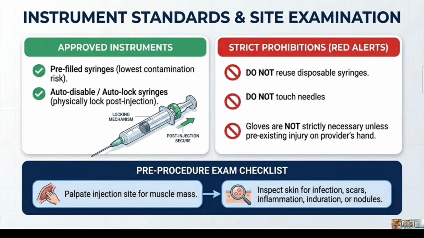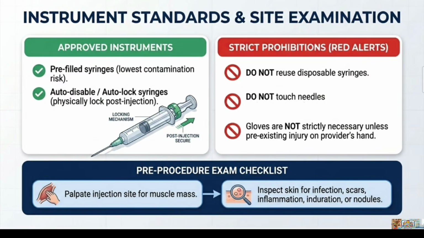Now instrument standards and site examination. Reuse prevention syringes have the lowest contamination risk. Auto-disable or auto-lock syringes are preferred because they physically lock after injection. Strict prohibition, red alerts: do not reuse the disposable syringe. Do not touch needles. Gloves are not strictly necessary unless there are pre-existing injuries on the provider's hand.